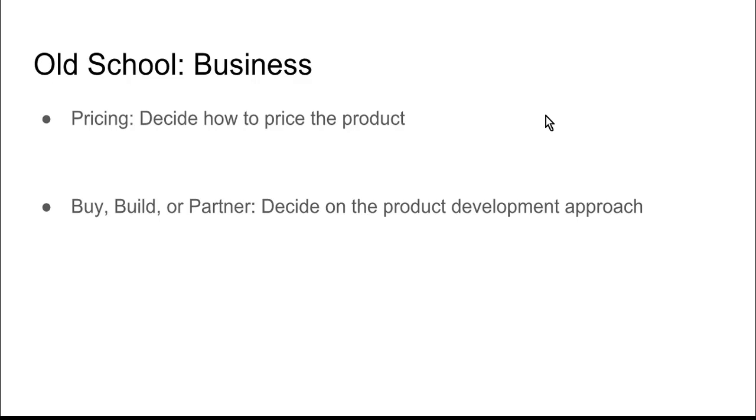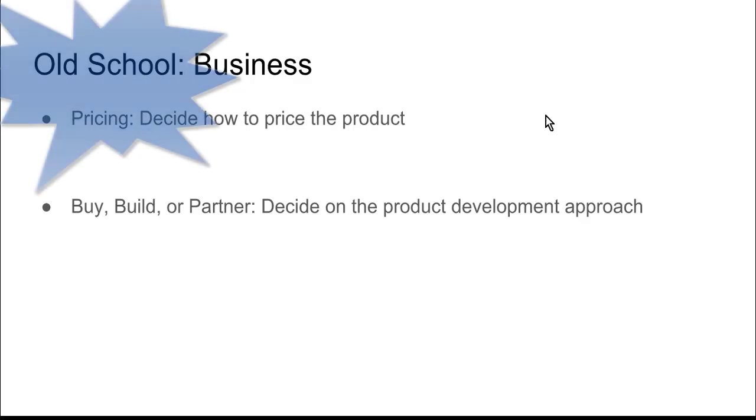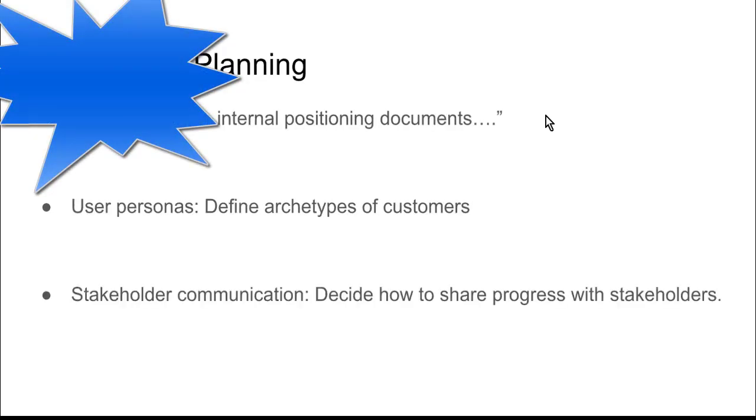Decide how you price the product by doing an analysis of the market. Is the market elastic or inelastic? Buy, build, or partner. Decide on whether you want to buy components of the strategy or build it yourself or do something in between by partnering with someone who has part of the solution.